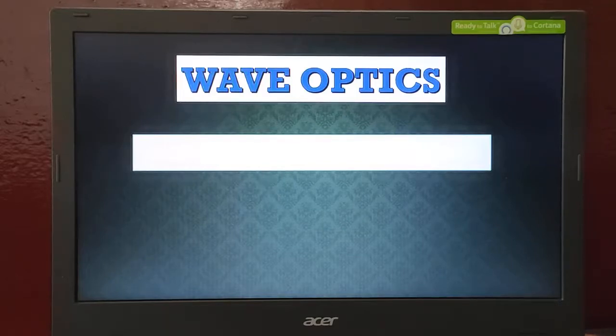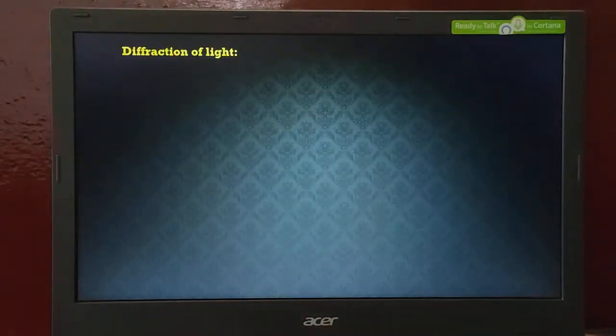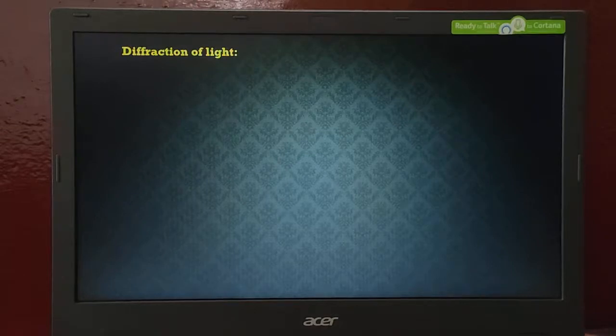Now let us see what is the meaning of diffraction of light. Diffraction of light is nothing but the phenomenon of bending of light around the corners of the obstacle. Obstacle means object. Here we used to call obstacles as objects. Around the corners or around the edges of the obstacle, we are getting this diffraction pattern.